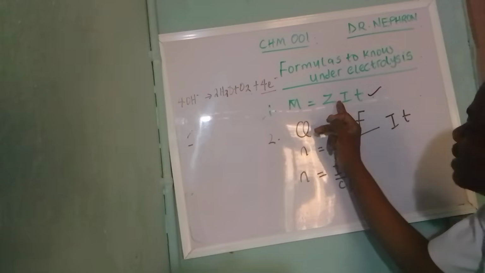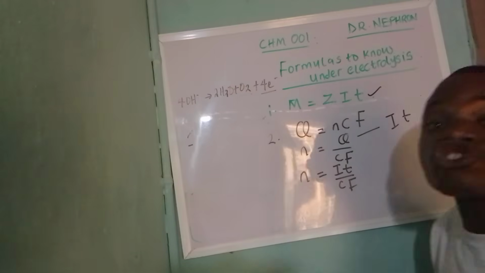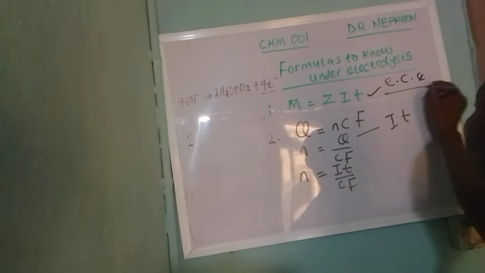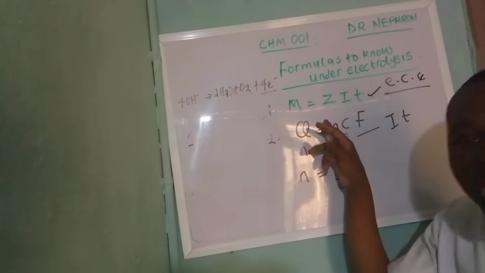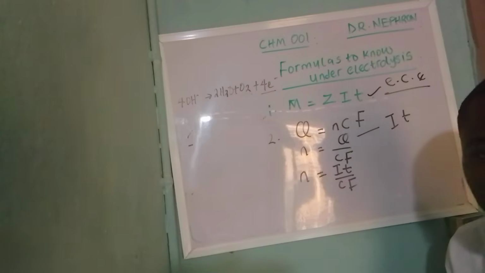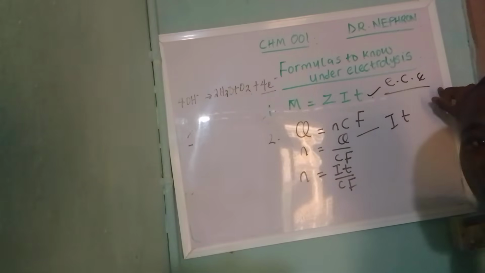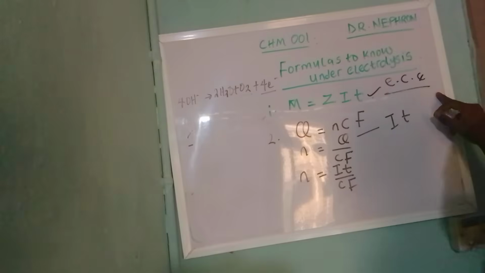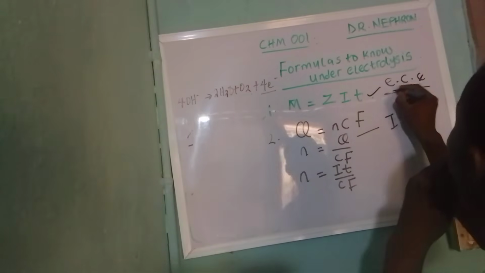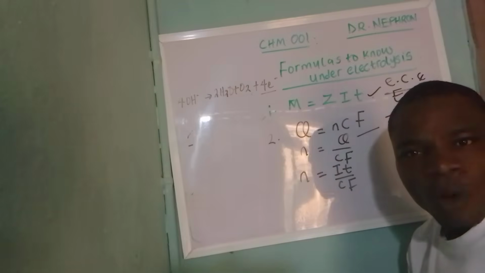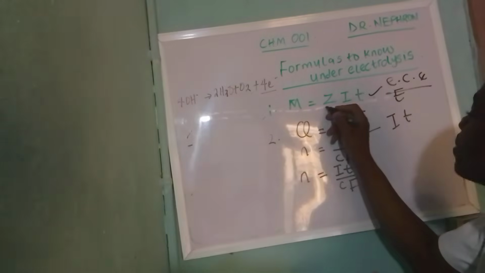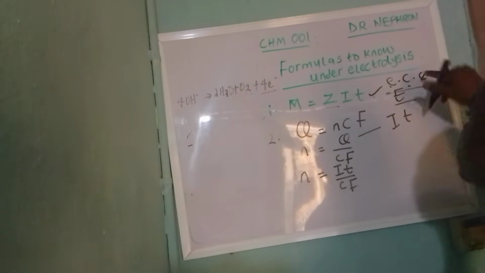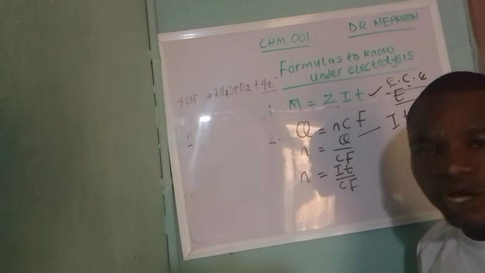And I told you that this Z is called electrochemical equivalent. Sometimes JAM will give you this constant as ECE, the full meaning of which is electrochemical equivalent. Sometimes they give you as Z, sometimes as ECE, sometimes even as capital E. So JAM can give you either capital Z or capital E or ECE, where ECE means electrochemical equivalent. Hope you are getting that.